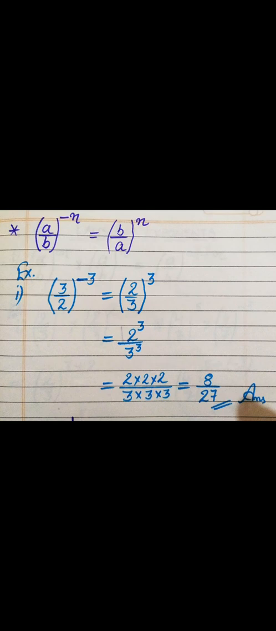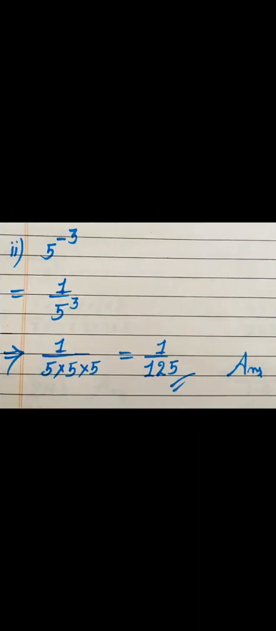Now the next example is 5 to the power minus 3. As you are seeing here, there is no value in the denominator. As we know, if a number does not have one, we can place 1 in the denominator of any number. Now when we take the reciprocal of this 5, it will be 1 upon 5. As the power is 3, it will be 1 upon 5 to the power 3. When you expand this, it will be 1 upon 5 into 5 into 5. When you multiply, you will get the answer 1 upon 125.